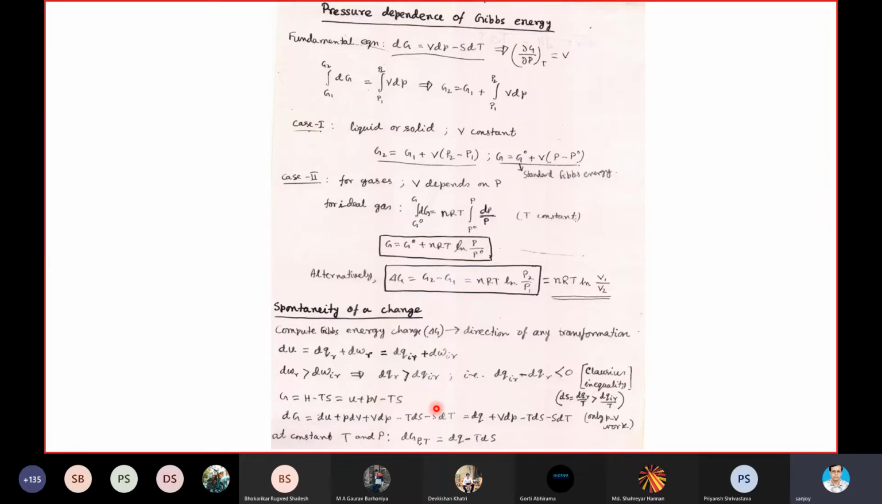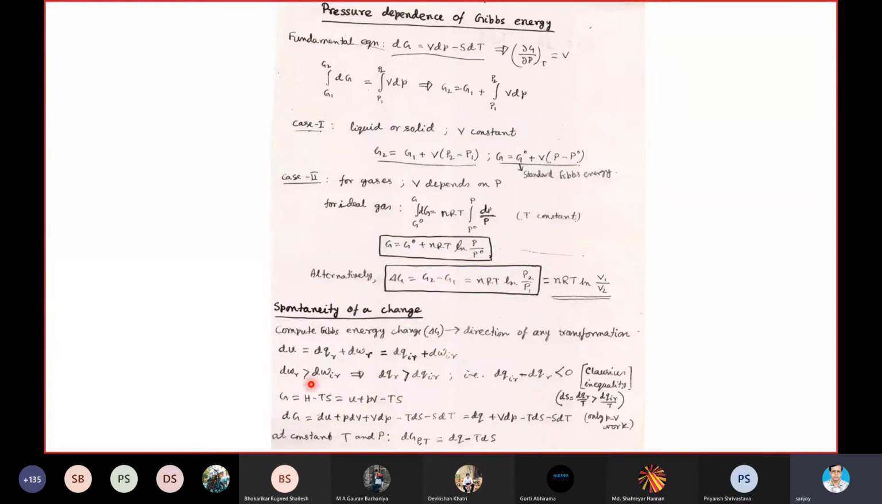This is the fundamental logic behind that. I started from the internal energy expression. The internal energy is a state function. It doesn't depend on how you carry out the process. So this will be equal whether you carry out the process in a reversible manner or in an irreversible manner. Okay, so this is equality.